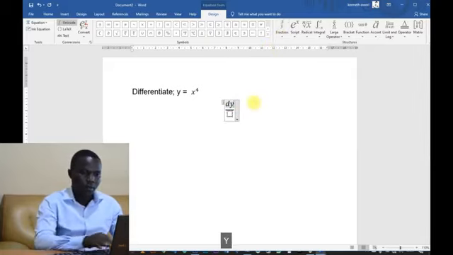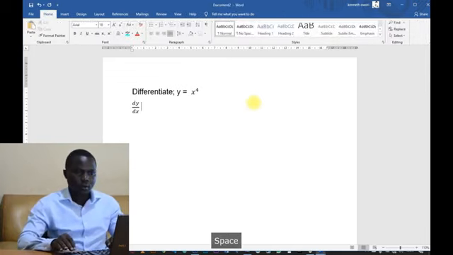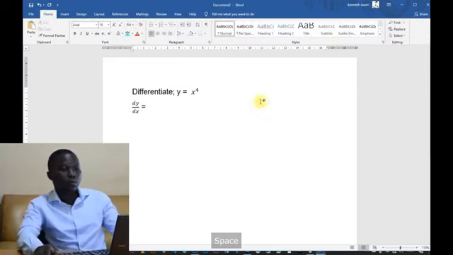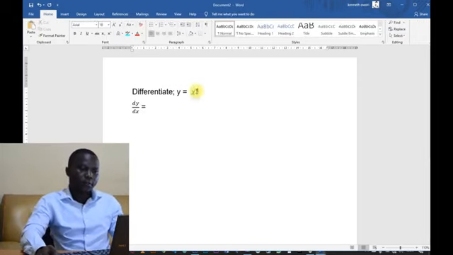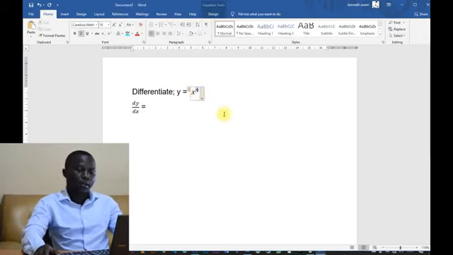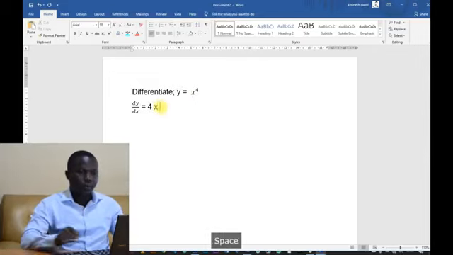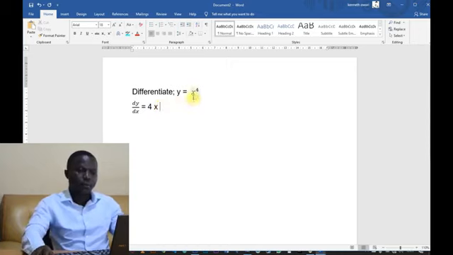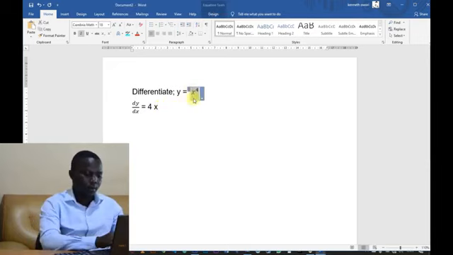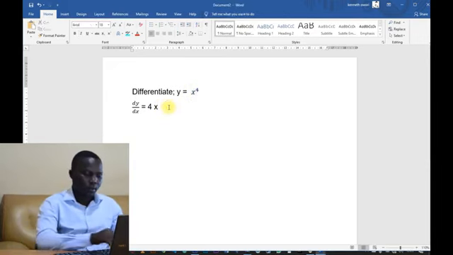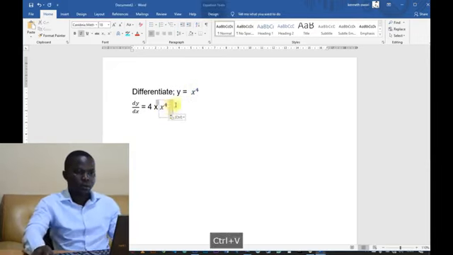dy dx equaling to, so as we said, if 4 is our power, we multiply the expression by the power, implying that we'd have 4, which is the power, times x, and then reduce the power by 1.